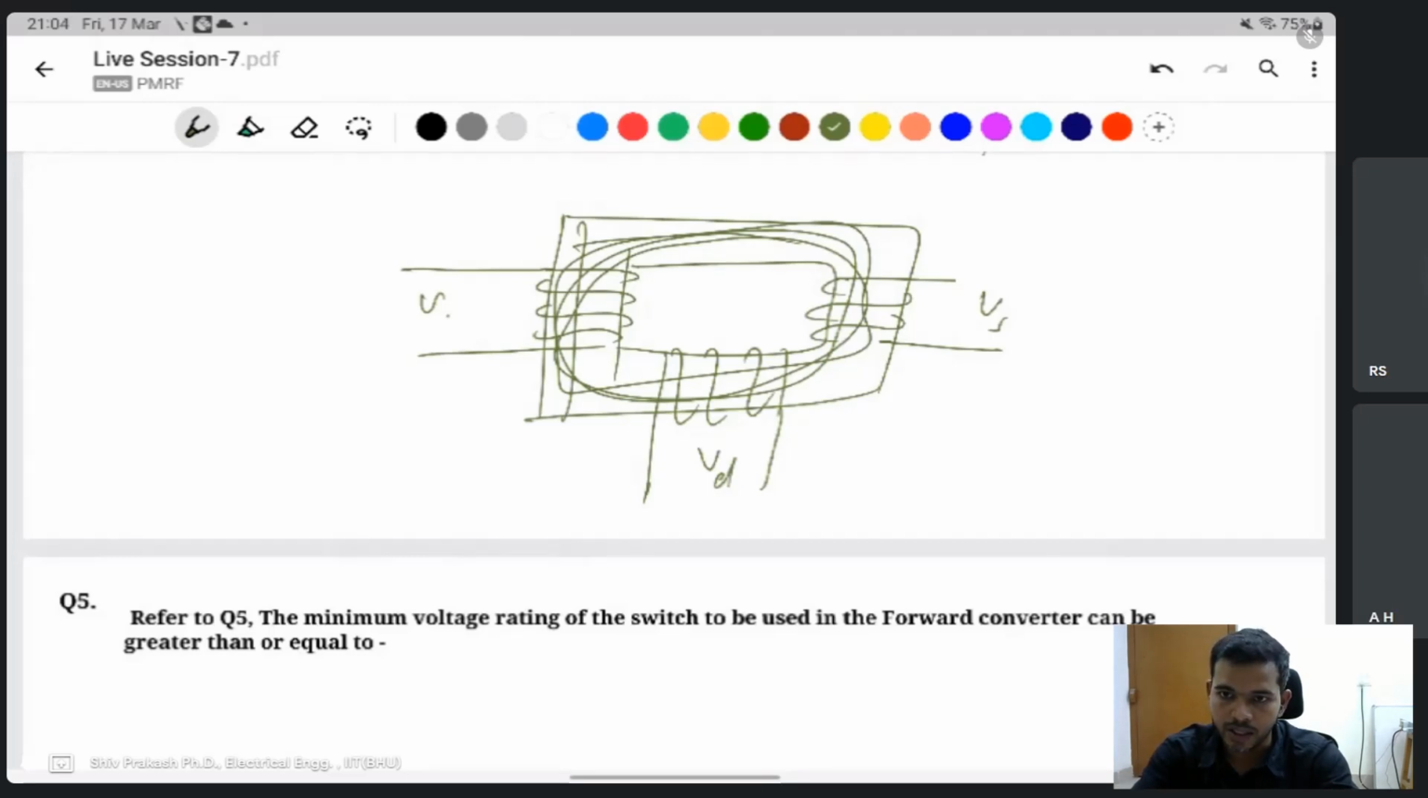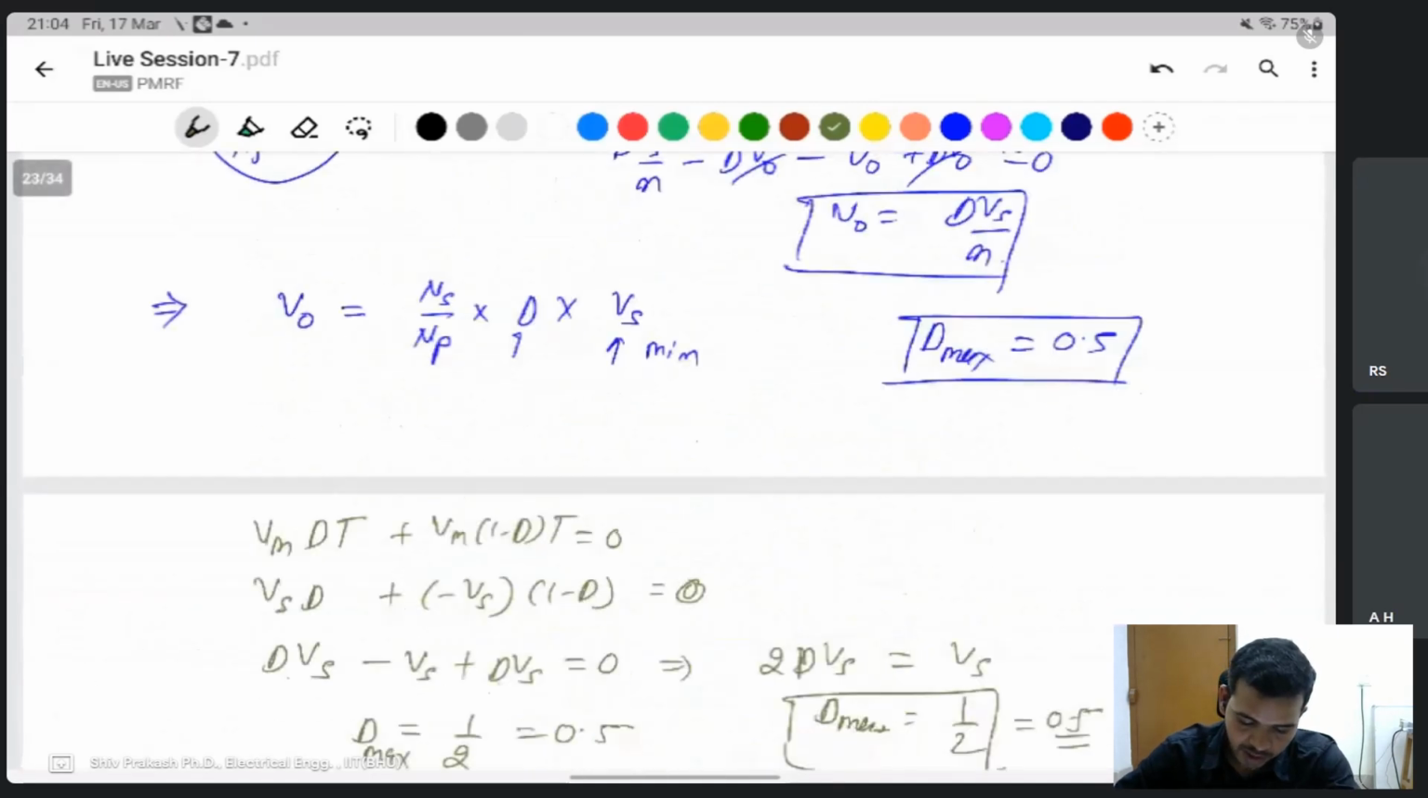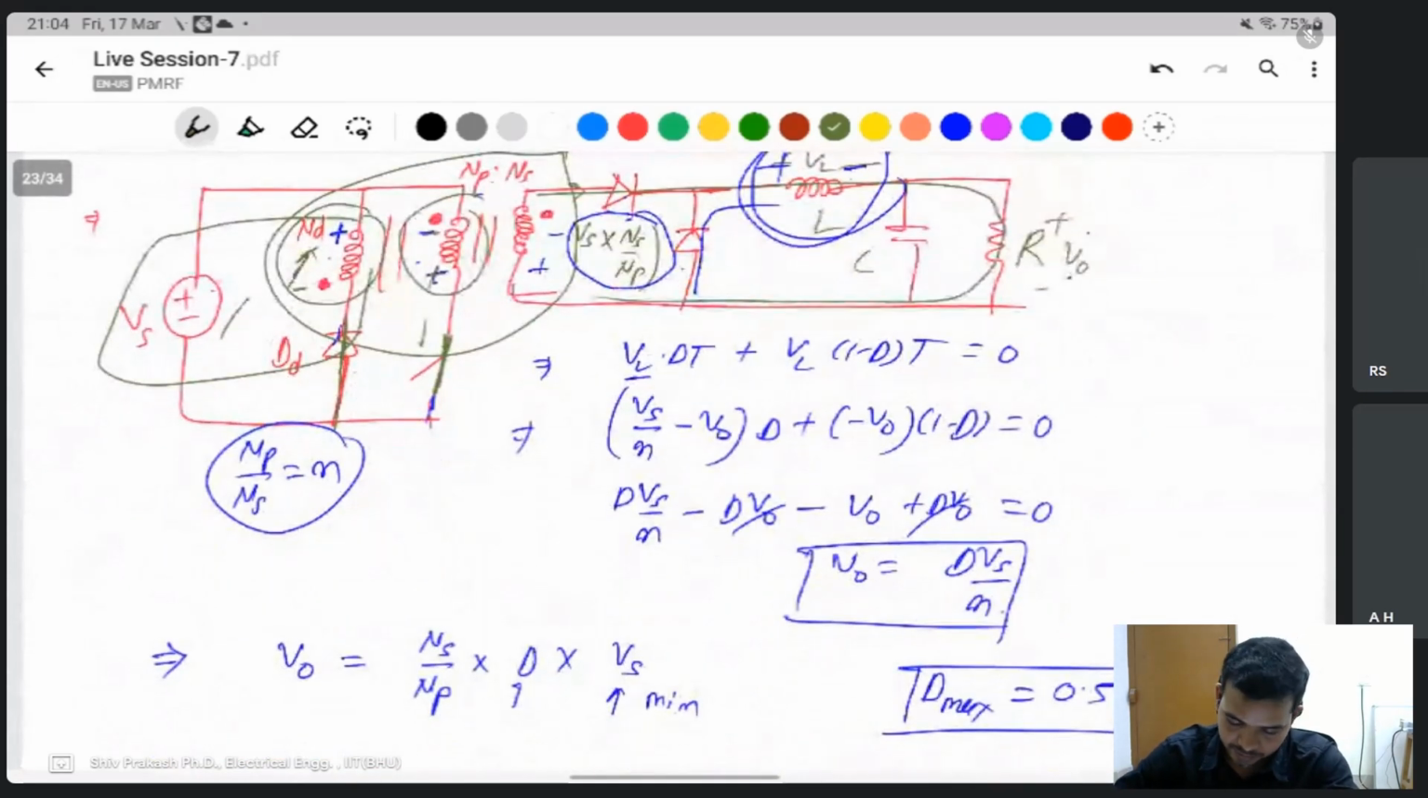Okay, understood. At the start, the transformer core is energized by some value of flux, and the flux is denoted in the inductance. That's why there is only one magnetizing inductance.